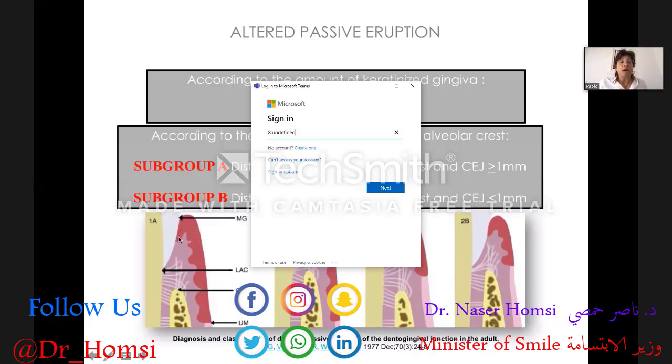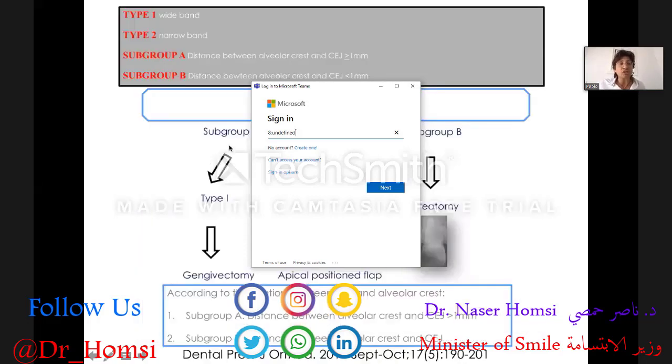And according to the relation between the cement enamel junction and the alveolar ridge, we know that the patient can be classified as subgroup A if this distance between the CEJ and the alveolar ridge is higher than 1 millimeter, or subgroup B if this distance is lower than 1 millimeter.